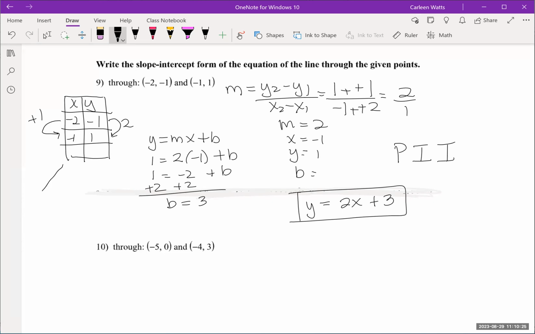Let's go back to our table. If I add 1 to the x, what will I get? 0. If I add 2 to the y, what will I get? 3. Oh, look, 0, 3 agrees with what I got here. Now, you can pick the method, but see how doing both methods gives you a deeper understanding of what we're doing.